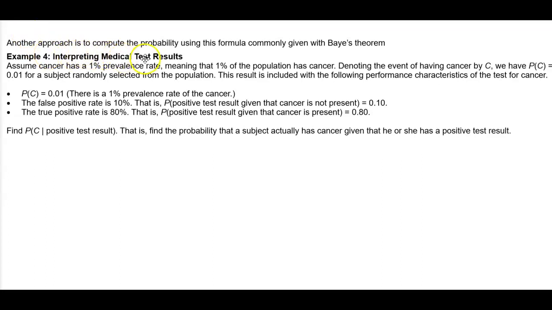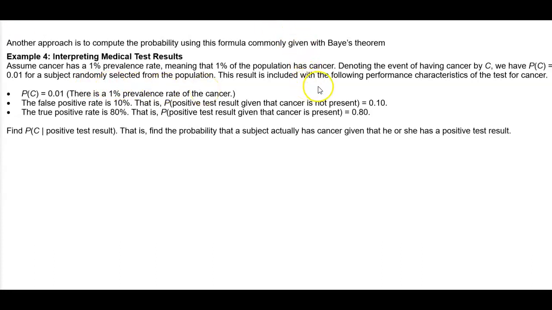Another approach is to compute the probability using this formula commonly given with Bayes' theorem. So for example 4, remember interpreting medical results: assume cancer has a 1% prevalence rate, meaning that 1% of the population has cancer. Denoting the event of having cancer by C, the probability of having cancer is equal to 0.01 for a subject randomly selected from the population.